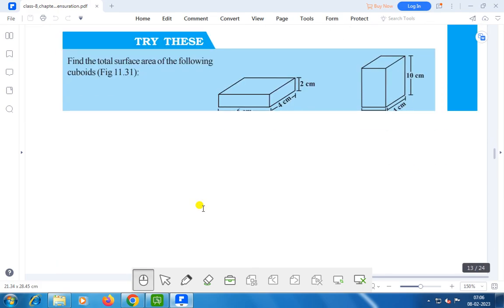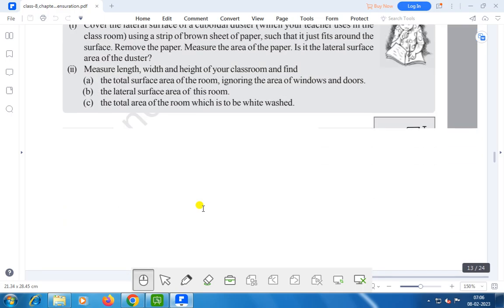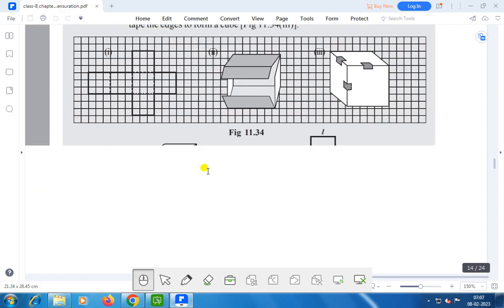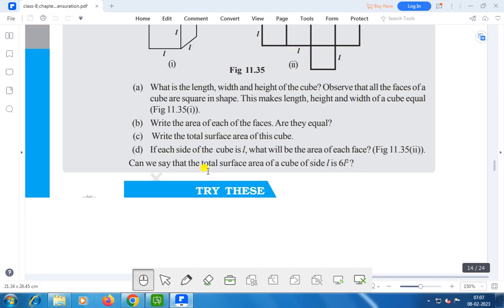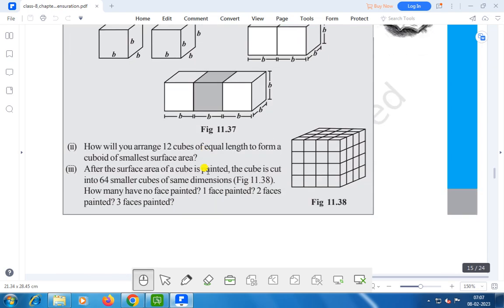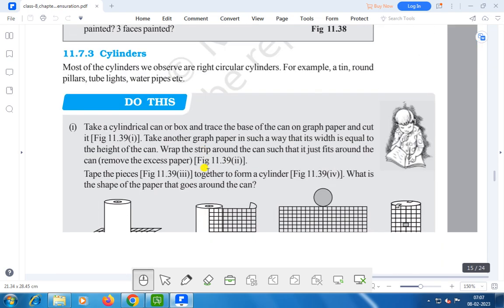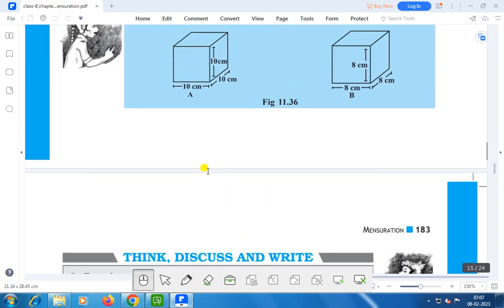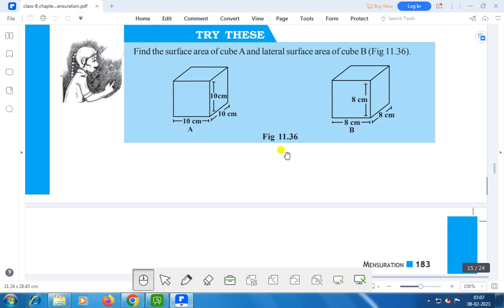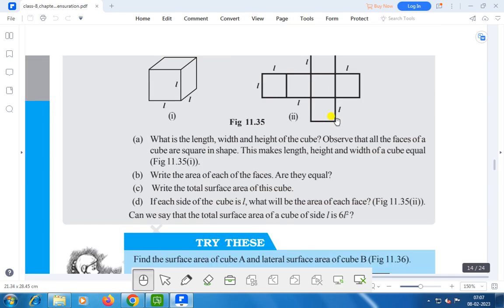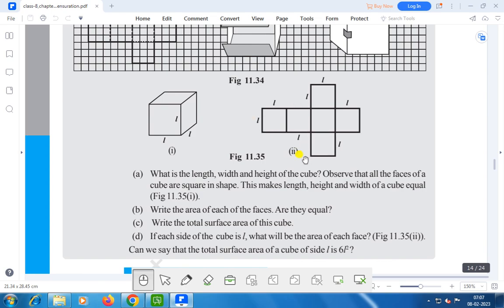Now, we find the surface area of a cube. Here you see, how many surfaces are there? 6 faces are there, right? Therefore, the surface area of a cube of side L is 6L square. Surface area of a cube is 6L square.